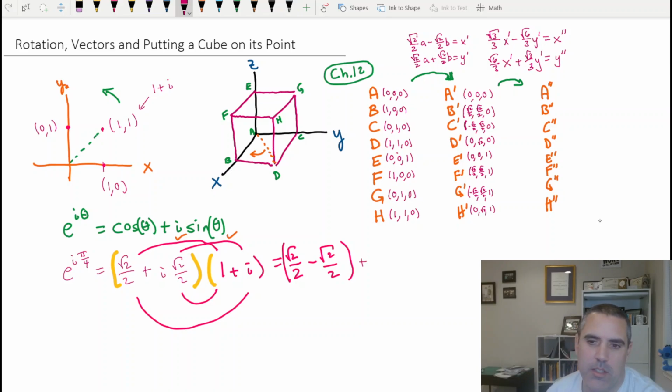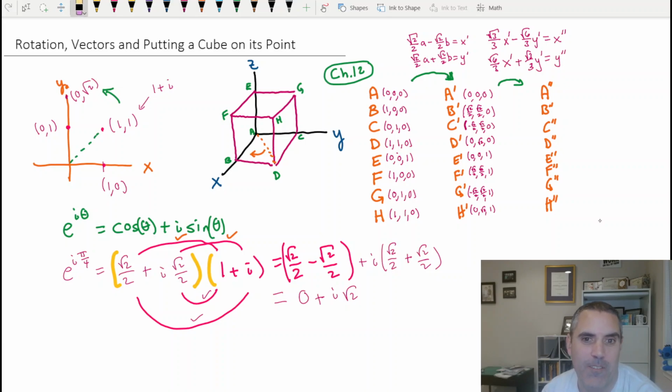And then we have plus i times, make sure I still can see what I'm showing you, square root of 2 over 2. That's the nose I just did. And then there's another square root of 2 over 2. That's the mouth. When you're all done, you get 0 plus i times the square root of 2. And that's the point you get to. I mean, that's pretty miraculous the first time I saw that.